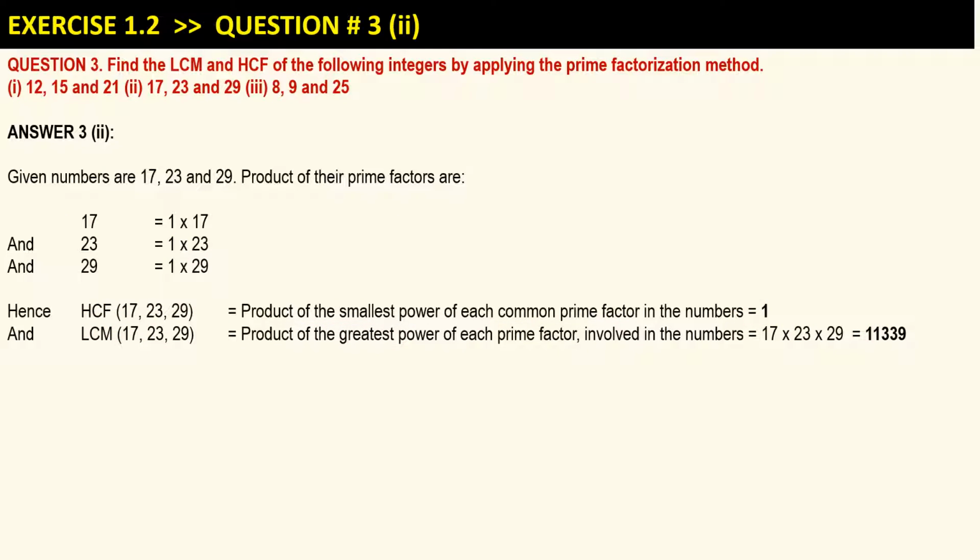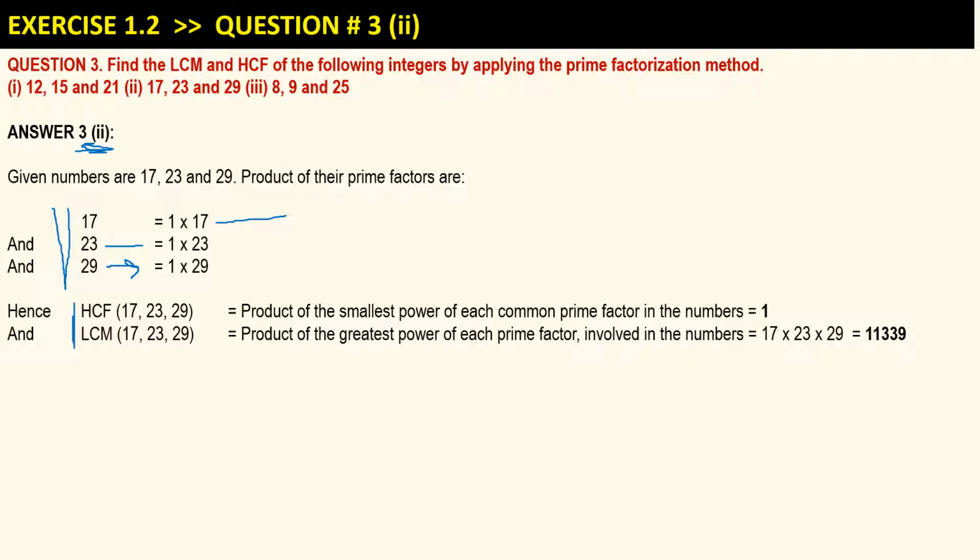Let's get to part number 2 of the third question. The given numbers are 17, 23 and 29. If we do their factorization, we get 17 equal to 1 multiplied by 17, 23 is equal to 1 multiplied by 23 and 29 is only 1 multiplied by 29.